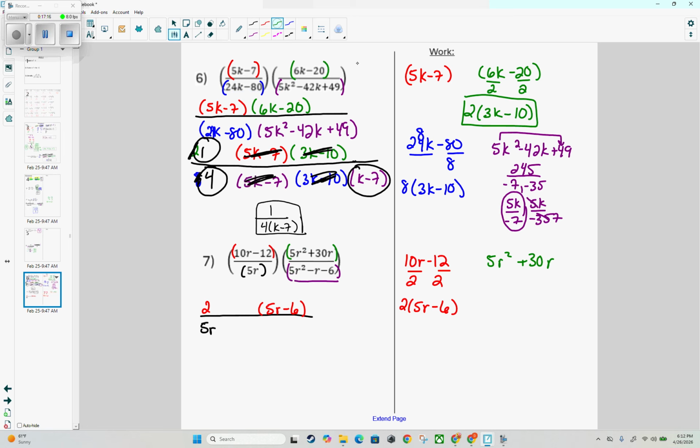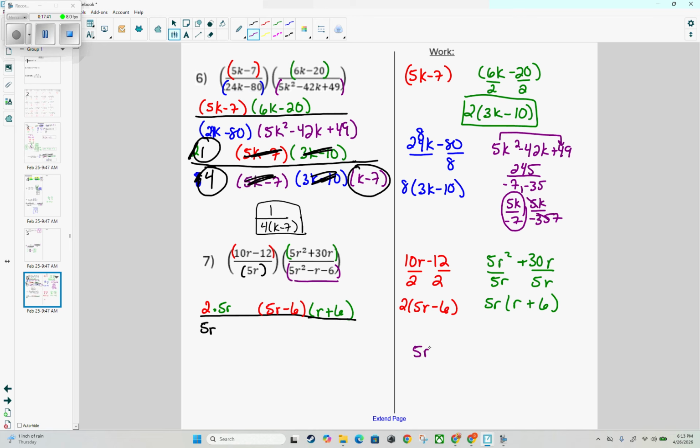Going on to our 5r squared, we're going to divide this by 5 and an r. That gives us 5r out in front. I'm left with an r plus 6. So we'll turn around and put the 5r, the little multiplication, and we'll put the r plus 6 in the back. Now we're going to go to the last one to factor.